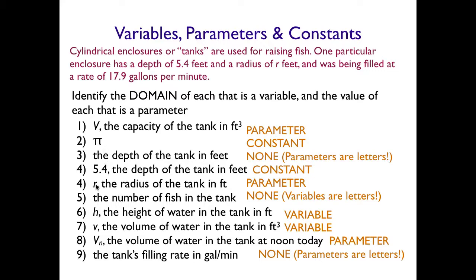If I were looking at this r, what's the domain of this radius? Well, it's only one radius in this problem. In general, a radius could be anything bigger than 0. But in this problem, it's not changing. It's not taking on all those values. It's got one of them. I just don't know what it is. But in this problem, it only has one. In a different problem, a different fish tank could have a different size.